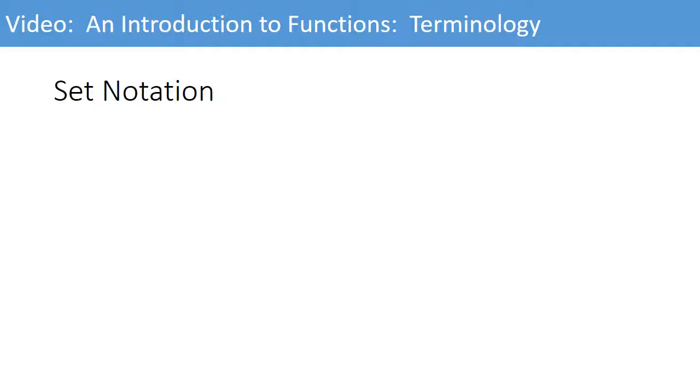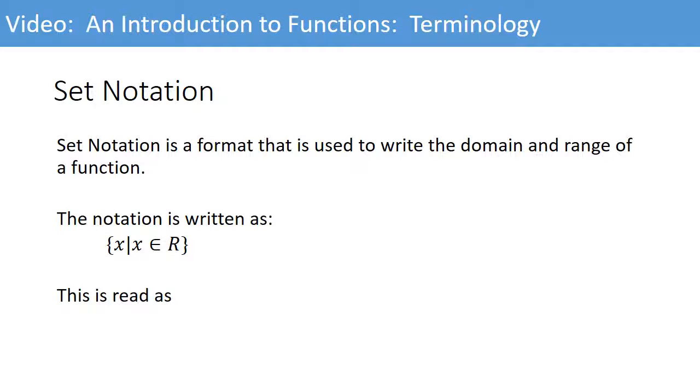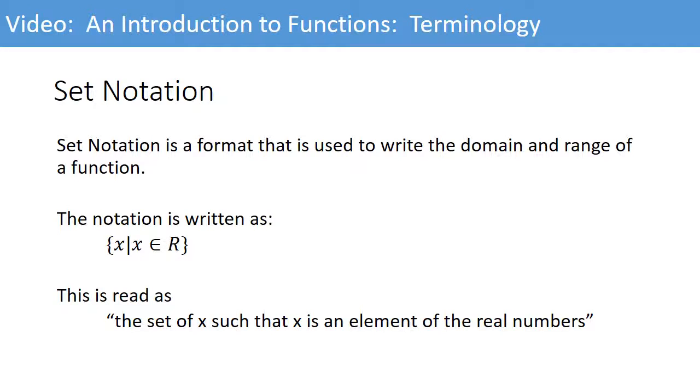Another concept we want to look at is what's called set notation. Set notation is a format that is used to write the domain and range of a function. The notation is written as the set of x such that x is an element of the real numbers. Read, the set of x such that x is an element of the real numbers. You will use this frequently.